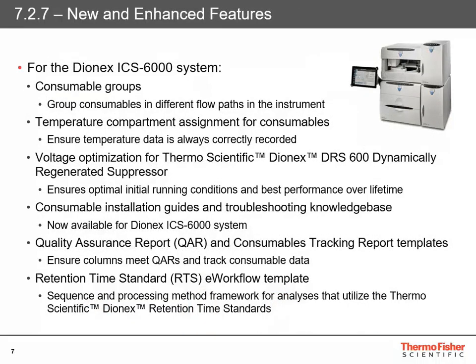So as I said, the majority of features in this release are aimed at the Dionex ICS 6000 system, and as you can see from this list, there are quite a few. The first one is consumable groups. This now allows each of the consumables within the system to be grouped together depending on the flow path of the instrument. So if you have two sides of the system running, you can link the consumables together and group them together for each flow path that you're running.